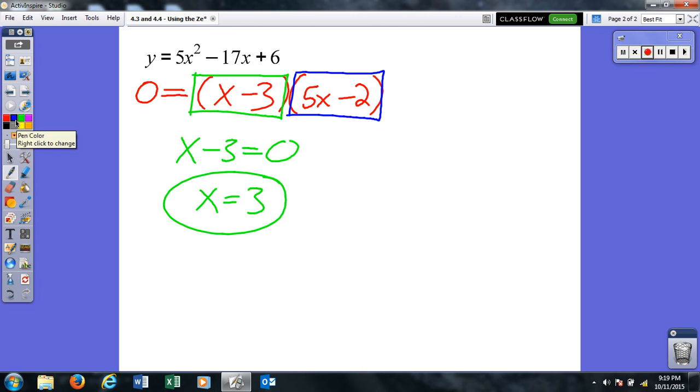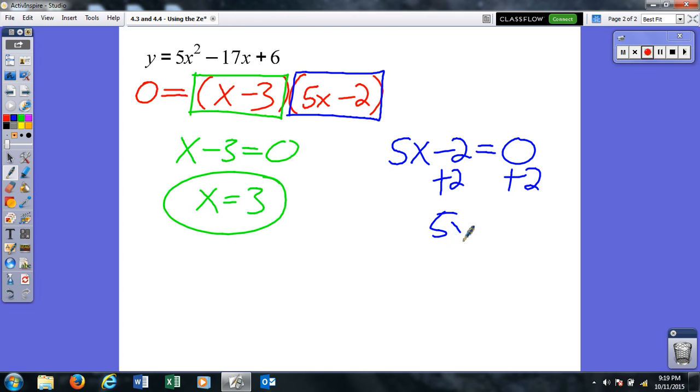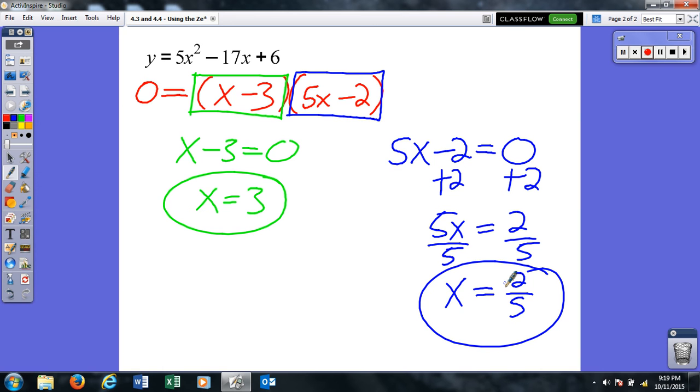For the other one, we can say, well, 5x minus 2 could be 0, and then we solve this equation, so add 2 to both sides. We get 5x equals 2, then divide both sides by 5, and we get x equals 2/5. So that is the other solution. So the two solutions to this, the two x-intercepts, the places where the graph crosses the x-axis, are 3 and 2/5.